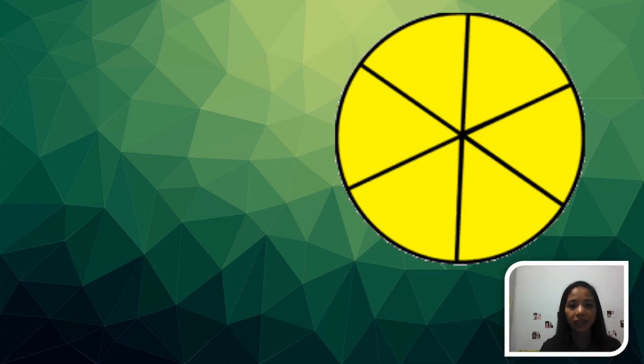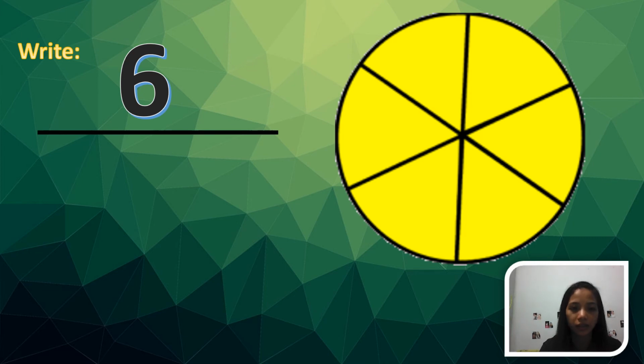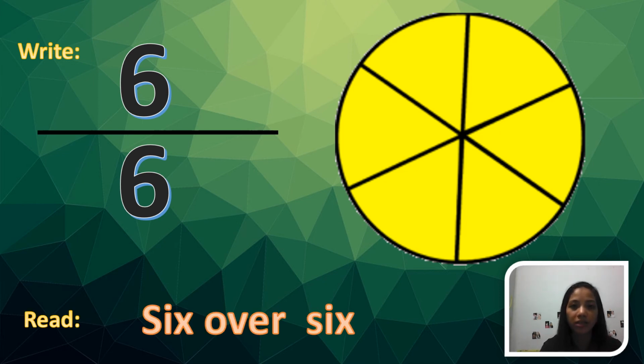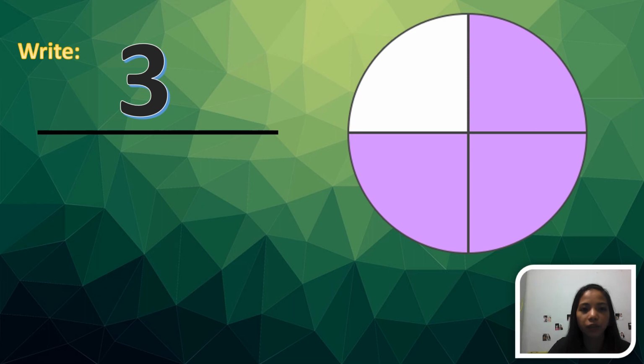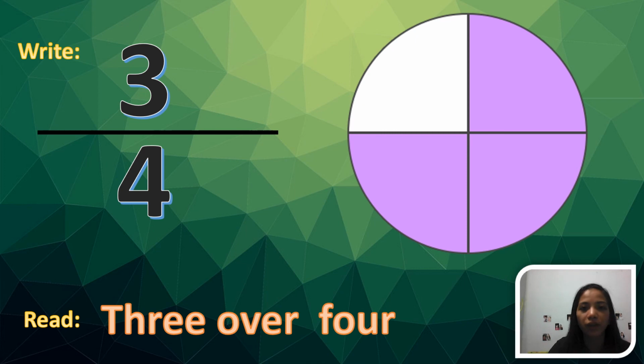As you can see, all parts are shaded. Meaning to say, how to write, the numerator will be 6 and then put a line, the denominator will also be 6. So how do we read this fraction? 6 over 6. How about this one? How do we write it using a fraction? Write the numerator, which is 3, and then the denominator, which is 4. So how do we read it? 3 over 4.